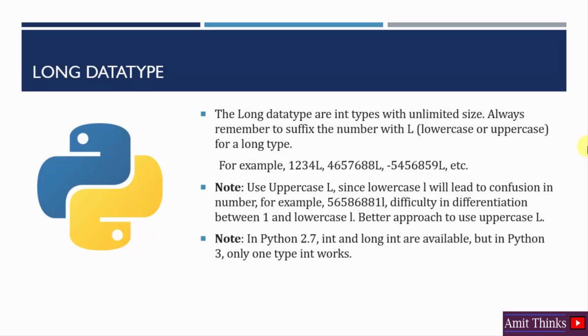So we have the long type also. The long data types are int types with unlimited size. You must have seen some numbers with a suffix like capital L and small l. Here are the examples. Use uppercase L to avoid any confusion, since lowercase l looks like the digit one, so it will be difficult to differentiate. In Python 3 you can see only one type, int, works. That means long isn't supported in Python 3.10, I should say.